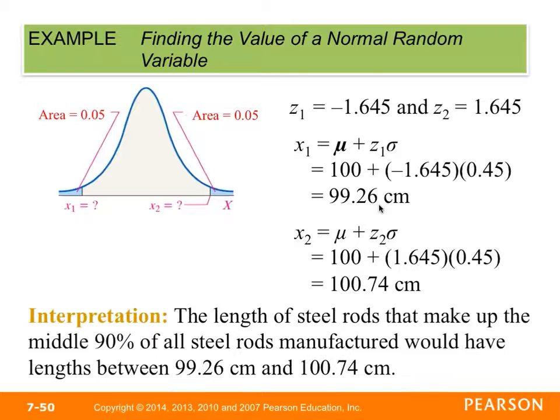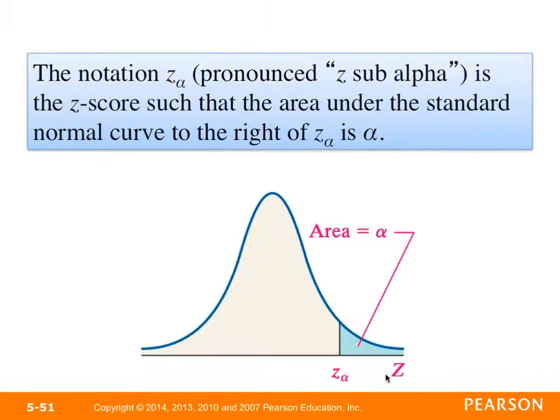So the interpretation of this is that the lengths of the steel rods that make up the middle 90% of all steel rods manufactured would be between 99.26 centimeters and 100.74 centimeters. That might be useful when you're talking about how to reject or accept a shipment of steel rods. If you have a lot of steel rods outside of this middle 90%, then maybe you would reject the shipment. Now, there are actual rules in place for that, but that is one way this could be used in a real life scenario.